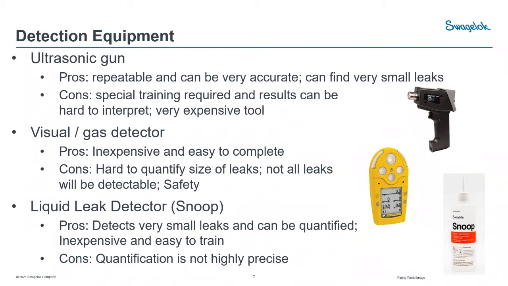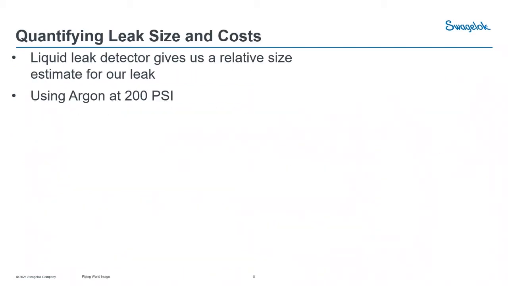So our final possibility is liquid leak detector. Swagelok's branding, this is Snoop. Again, this is pretty commonly used. There's a lot of options out there. Snoop is a very popular product for us because it's so easy to use. It can detect very small leaks, and you can actually quantify those leaks somewhat. It's inexpensive and very easy to train people how to use it. The con side of it, though, is that the quantification is not highly precise. So you can get an idea of relative size of leaks, but it might be hard to quantify exactly how much leakage you've got. So we're going to focus on that liquid leak detector.